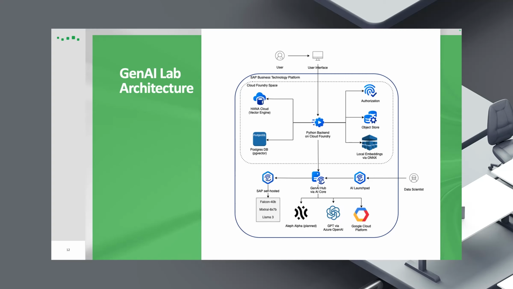which is provided by Generative AI Hub via AI Core. And as I said, you can choose between SAP-hosted models like Falcon, Mixtral, or Llama 3, but you can also use third-party models like GPT. And via the AI Launchpad, the data scientist can then make configurations based on your needs, for example, configuring the model which should be applied in the GenAI Lab in the end.